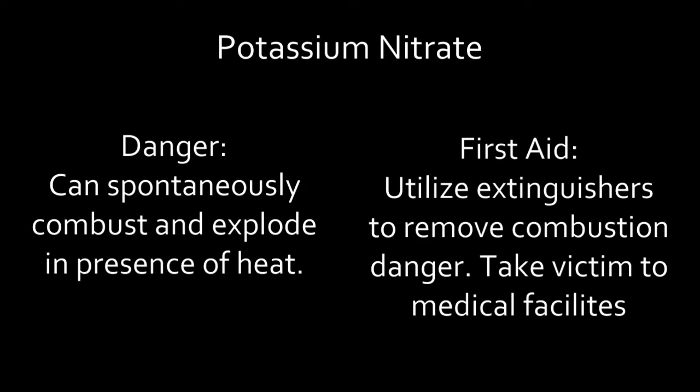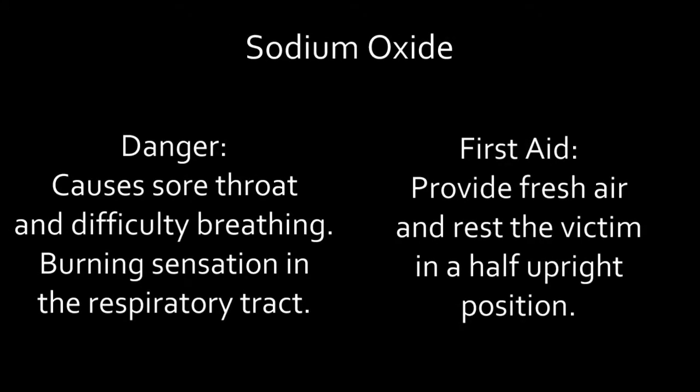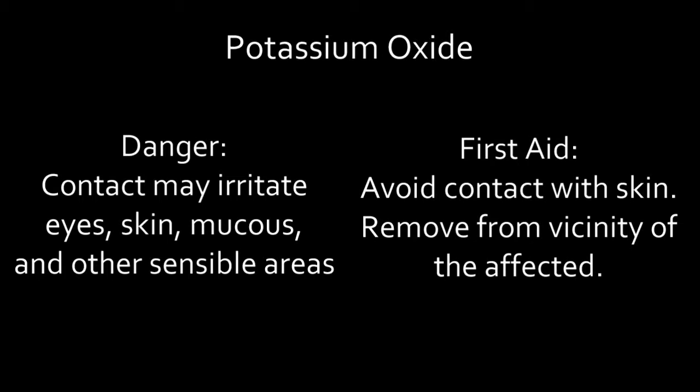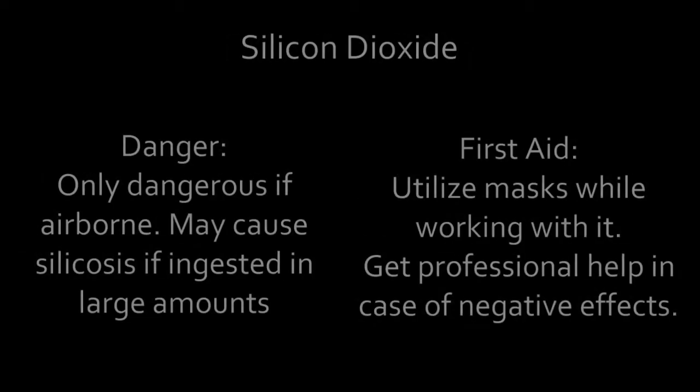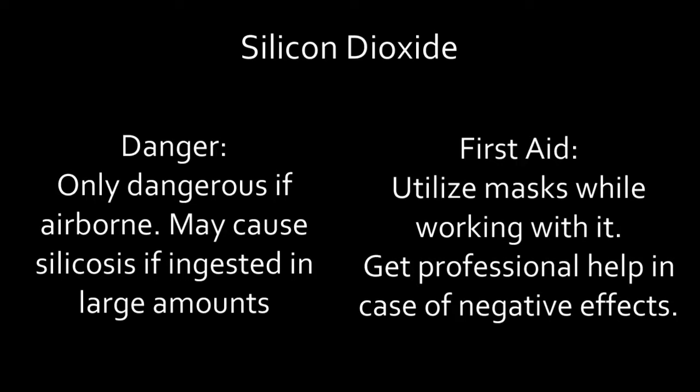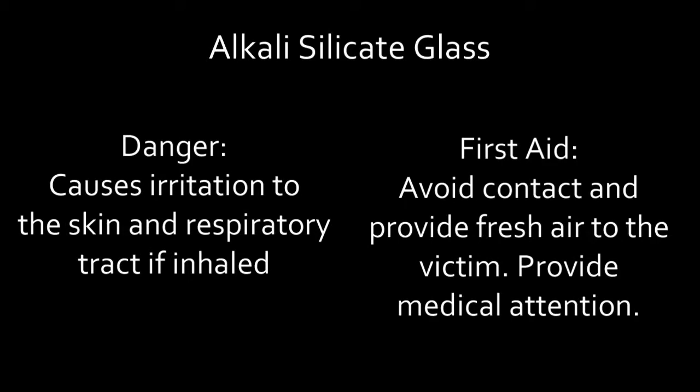Potassium nitrate can be toxic, but its highest danger comes from its flammability and combustibility. Sodium oxide can be irritating to the throat and lungs and many other sensitive parts of the human body, besides causing a burning sensation in the respiratory tract. Potassium oxide, like sodium oxide, is highly irritating to areas like the eyes and nose, but it is also more toxic and can be corrosive to the skin. Silicon dioxide is the main component of sand and quartz, and is only dangerous when inhaled in large amounts. The alkaline silicate glass can be toxic if ingested, but it's safe as long as one doesn't come in direct contact with it.